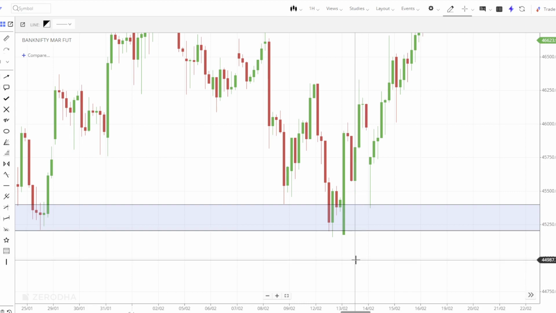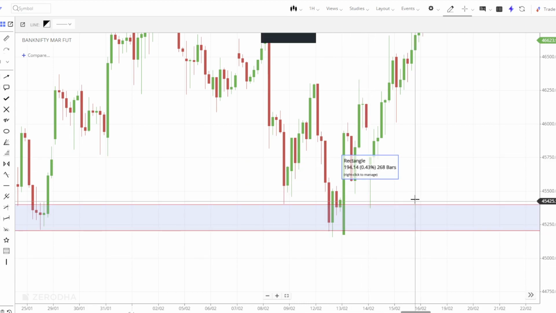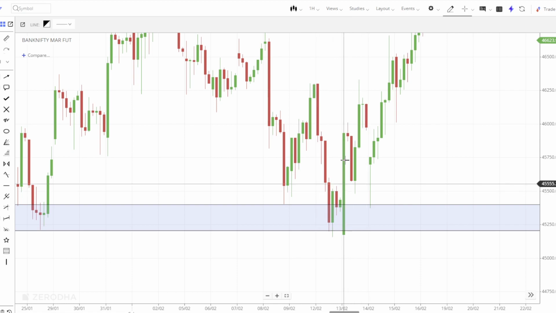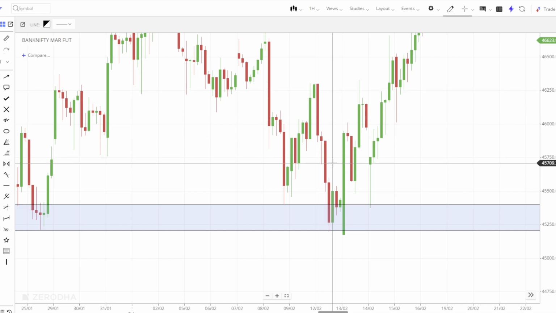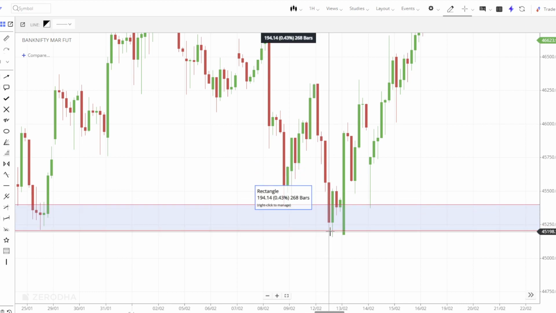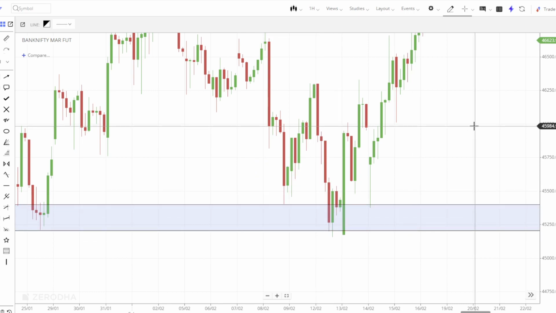45,000 is way below. Price won't breach that range. So you take 45,500 and take that put option, because price is falling. You are expecting price to fall down. So as soon as price reaches 45,500 and goes down, you book your profits in options.